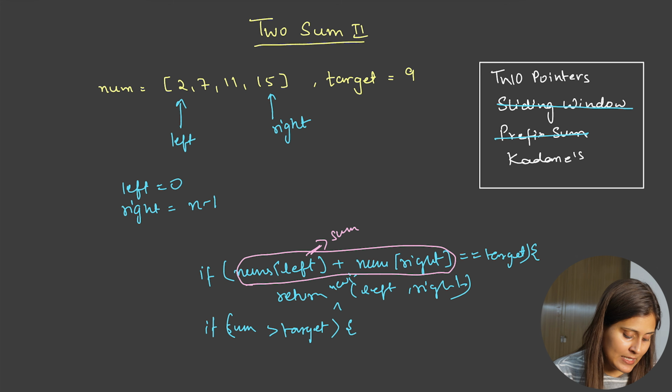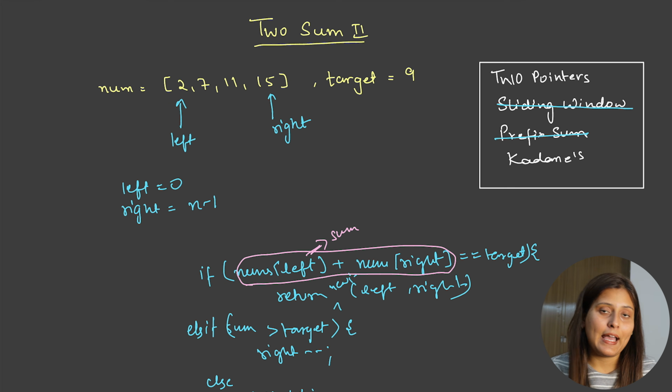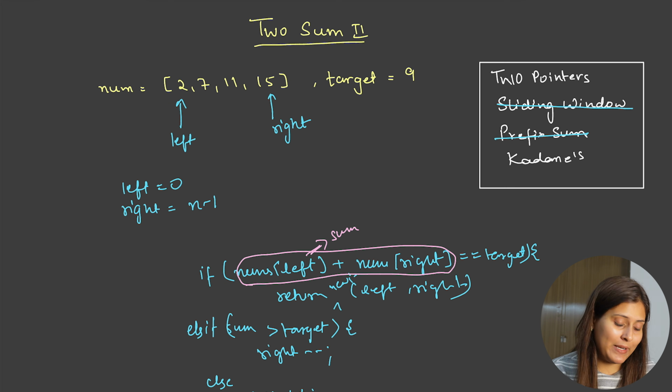So what you will do, if it is greater, you will simply do right minus minus. Or else, if it is less than, then in that case you will simply do left plus plus. And with this, you are done with the code. So let's try to calculate the time complexity here.